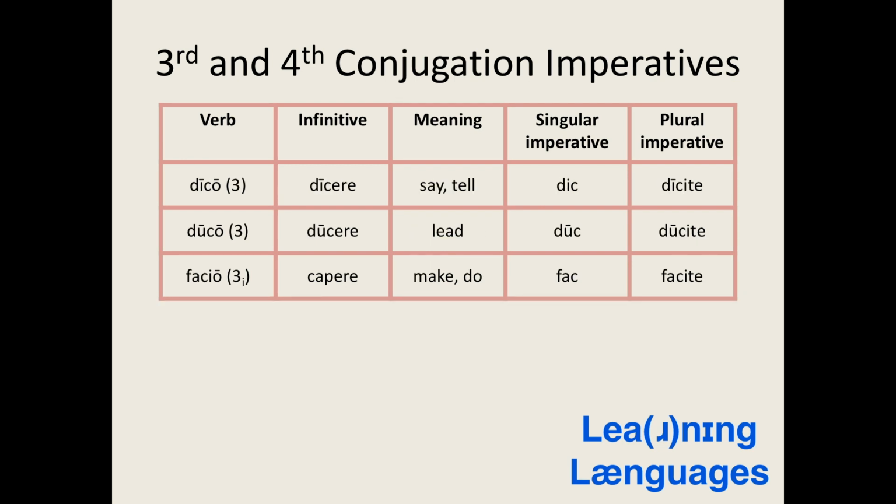There are also 3 irregular third conjugation imperatives which should be learnt. We have the verb dico, meaning I say, I tell. Duco, meaning I lead. Facio, meaning I make. Their singular imperatives are dic, duc, and fac. You can see that these singular imperatives all end in the consonant c. Their plural imperatives are dicite, ducite, and facite. Notice that like other third conjugation verbs, they have an i in the plural imperative.